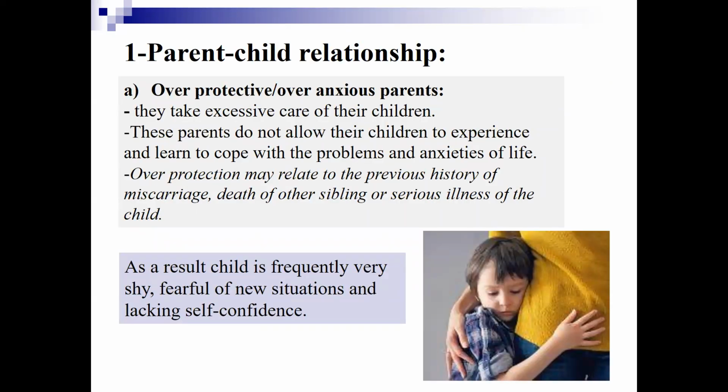The parental influence may be grouped under the following headings. First of all, overprotective parents. They take excessive care of their children. These parents do not allow their children to experience and learn to cope with the problems and anxieties of life. Overprotection may relate to a previous history of miscarriage, death of another sibling, or serious illness of the child. As a result, the child is frequently very shy, fearful of new situations, and lacking self-confidence.